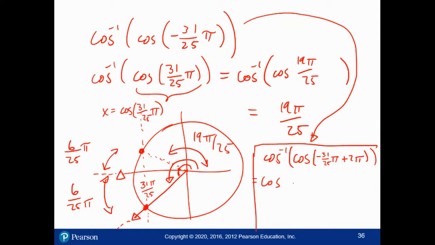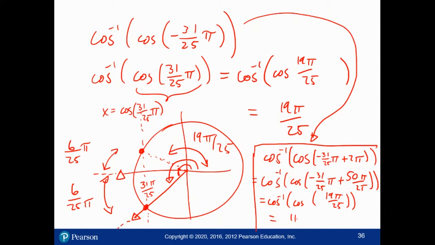So I'm just shifting the angle by 2 pi. Well, what's 2 pi in terms of the common denominator 25? So arc cosine of negative 31 over 25 pi. Well, the common denominator will be 25, so instead of 2 pi, I'll call it 50 pi over 25. Inside that innermost term, if I simplify negative 31 pi over 25 plus 50 pi over 25, we get 19 pi over 25. And now I have an angle in between 0 and pi, so the arc cosine and cosine can cancel each other out. So the answer is 19 pi over 25.